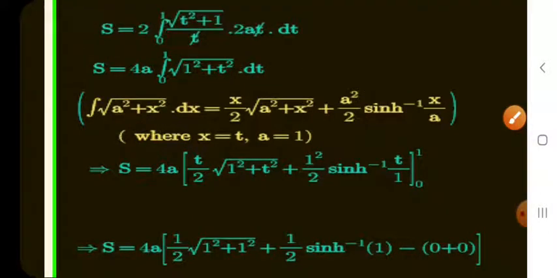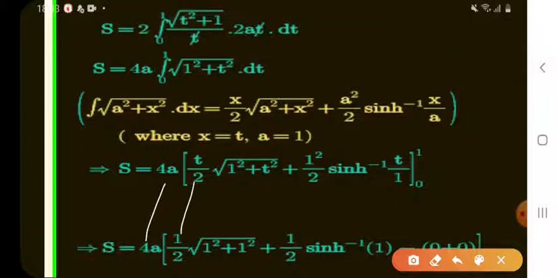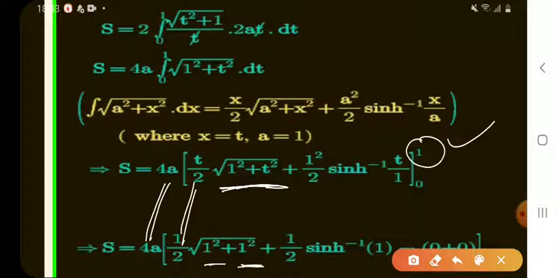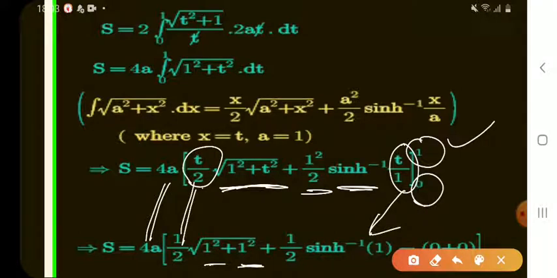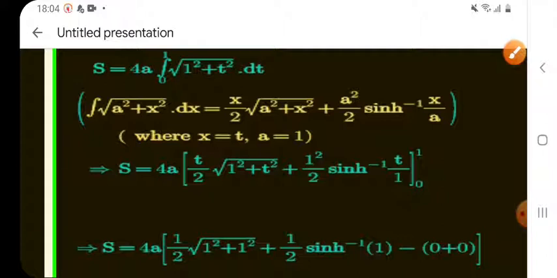Next, 4a, t by 2 root of 1 square plus t square. First I substitute the limit value 1 in t's place. So t by 2 means 1 by 2, root of 1 square plus t square means root of 1 square plus 1 square, plus 1 by 2 sinh inverse of t by 1 means 1 by 1, that means 1. Minus, now I put the limit value 0. t by 2 means 0 by 2, so this is 0, and sinh inverse 0 is 0. So I write minus 0 plus 0.